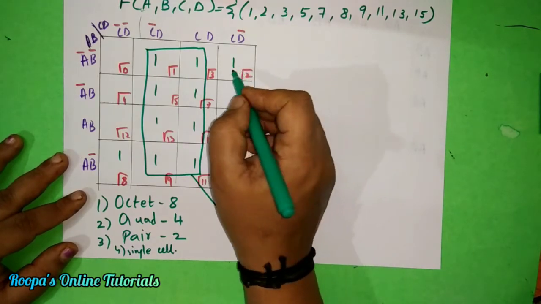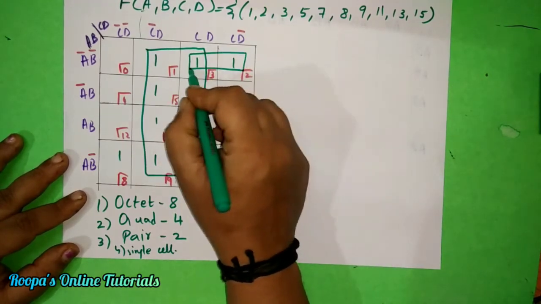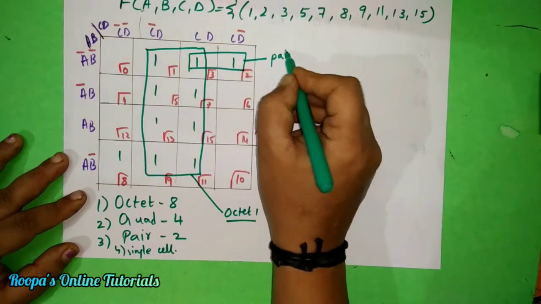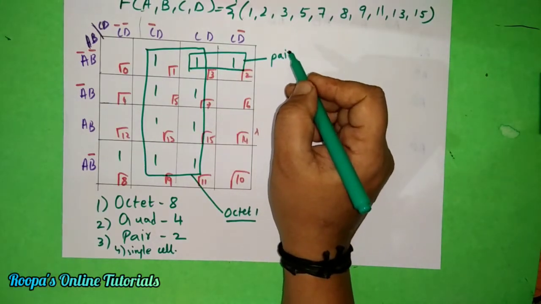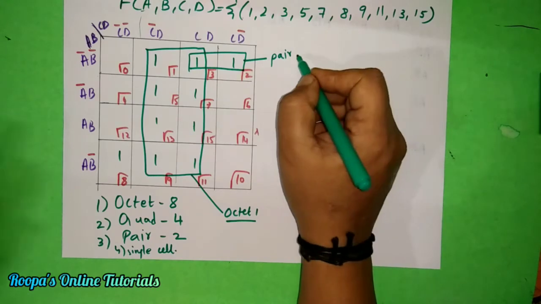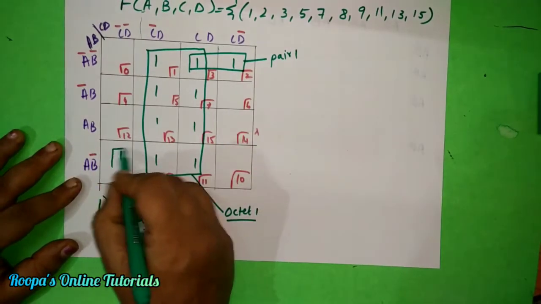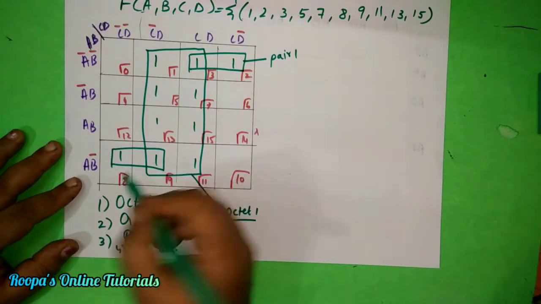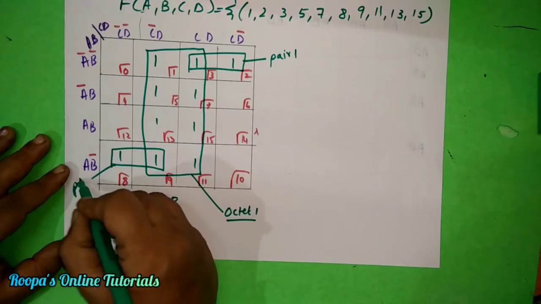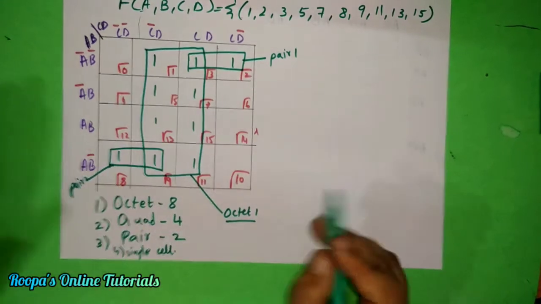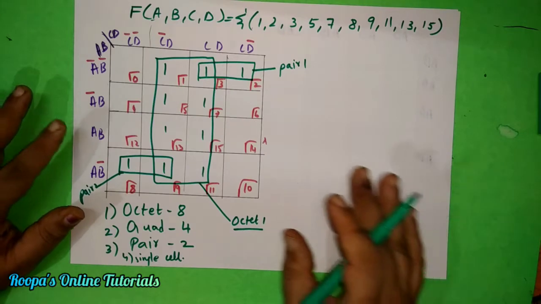Okay, so I have to take this and mark it as one pair. Yes, so I can write it as pair 1, and here one more pair is there down. So I will write it as pair 2. This is clear?